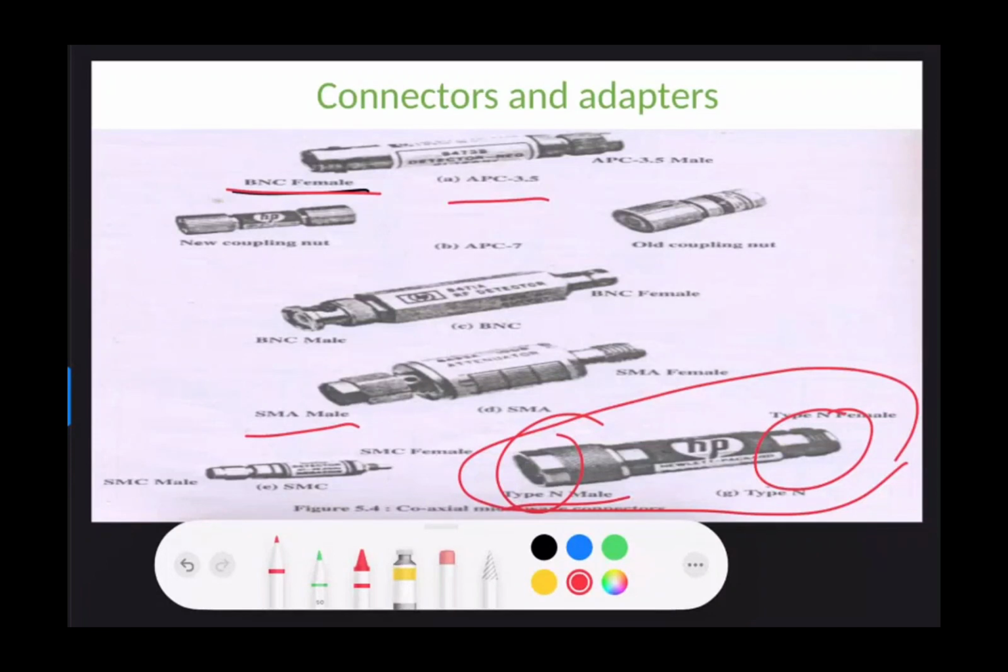It is somewhat similar to your CRO connection which you see, the CRO probe connection. So this is the N type of connector. The N type of connector will have the male terminal and the female terminal. The male terminal will go and get connected to the adapter, whereas the female terminal will be given for the output of the device.